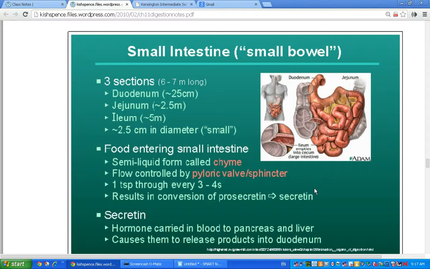And so the acidity triggers conversion of this inactive hormone, prosecretin, into secretin. And like the name suggests, it goes and tells things to secrete stuff or put them out so they can be useful. So to secrete means produce and release. Okay, so secretin is carried in the blood to the pancreas and the liver, and it says, hey, release your products into the first part of the small intestine because there's food coming in and we need to break it down.